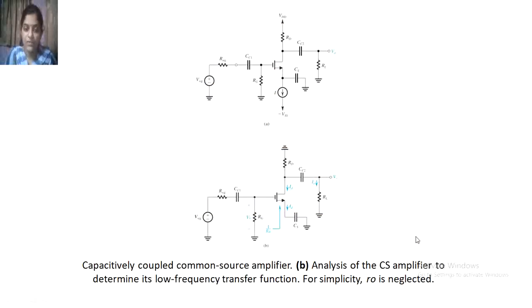So here is the capacitively coupled common source amplifier, which is shown in B, for analysis of the CS amplifier to determine its low frequency function. For simplicity, R0 is negligible. So here we have neglected that R0.